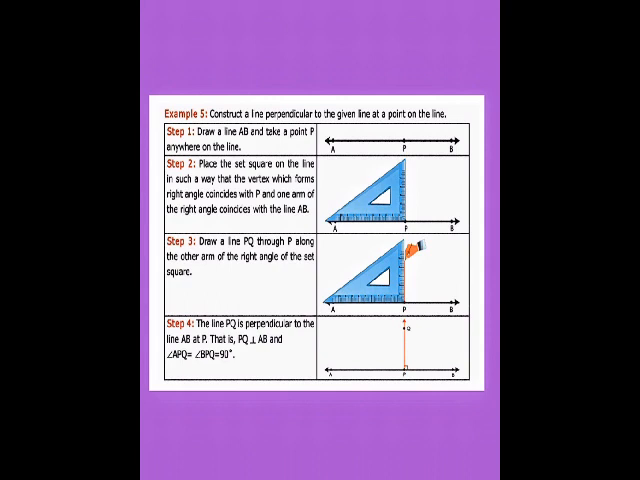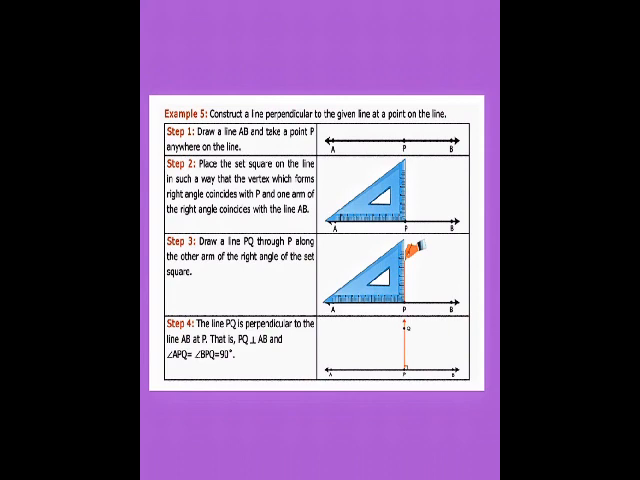Then the fourth step: the line PQ is perpendicular to the line AB at P. Where is the perpendicular line meeting? At P. PQ is perpendicular to AB, and angle APQ is equal to angle BPQ is equal to 90 degree. This is the way you have to construct the perpendicular line.